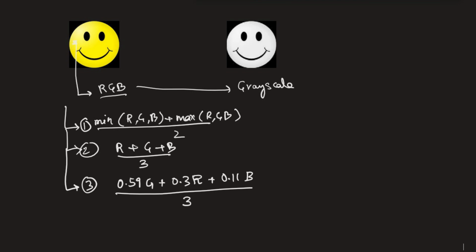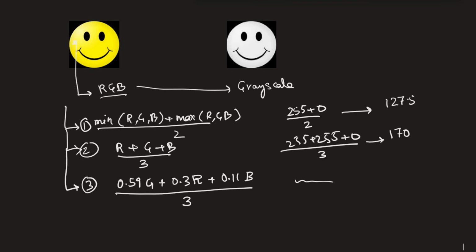So if you see in our image, we have yellow. These pixels are yellow. So RGB for yellow will be 255, 255, 0. For the first formula, we will get 255 plus 0 divided by 2. For the second formula, we will get 255 plus 255 plus 0 divided by 3. And for the third formula, we'll get some other values that you can calculate. So here we will get 127.5. Here we will get 70. And here also we'll get some kind of value.